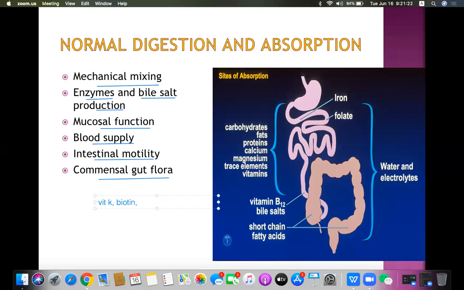No. It's vitamin B12. Vitamin B12. Not folic acid. Folic acid is not synthesized by these gut flora. So vitamin K, biotin, which is also known as vitamin B7, and vitamin B12. These are the three important vitamins which are synthesized by gut flora. They can be asked in MCQ exam. Please have a note.